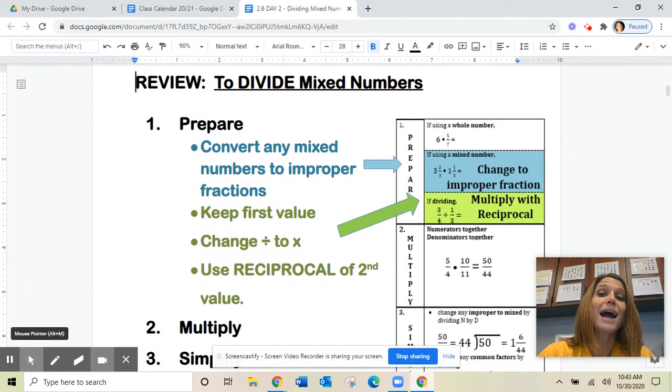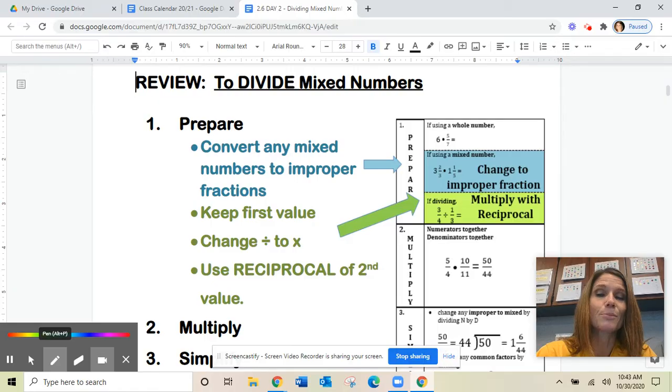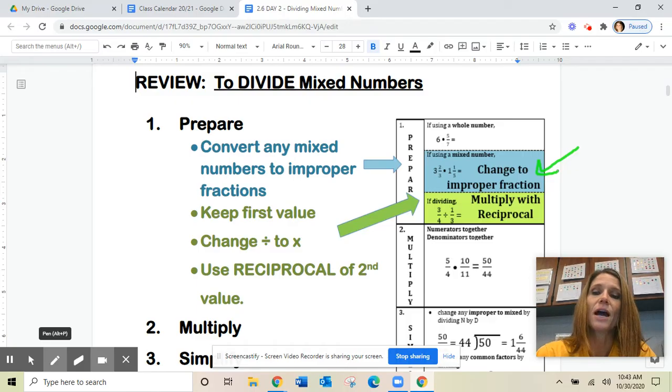Just to review, how do we divide with mixed numbers? Remember, it's really just a lot of preparation, getting the expression written and ready, and then we solve it through multiply, and then we always simplify our answer. So remember that if we have mixed numbers, and we're going to have some mixed numbers, we have to change that improper fraction. We have to change the mixed to an improper fraction.